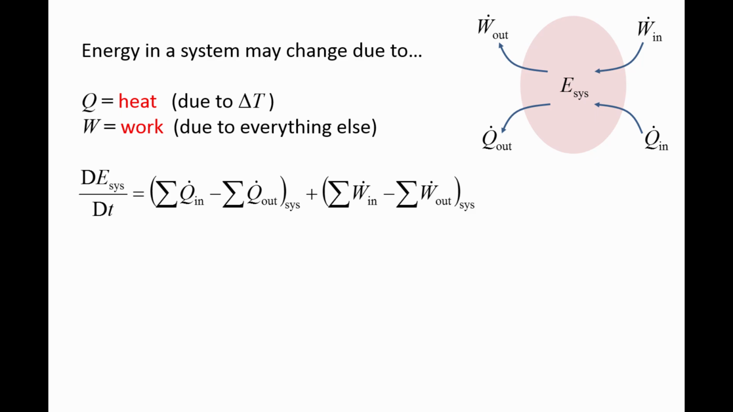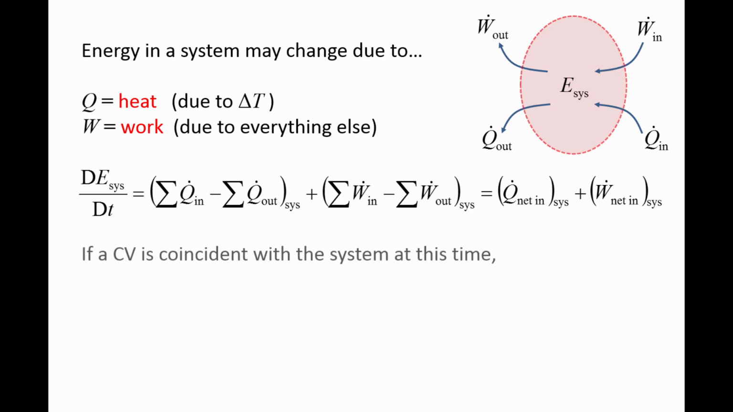The summation symbol is used in front of Q dot and W dot because there are potentially many sources of heat and work transfer. Capital D is used in DE_sys/Dt to emphasize that we are taking the system point of view. The right side of the equation can be rewritten as the net rate of heat transfer into the system, Q dot net in, plus the net rate of work transferred into the system, W dot net in.